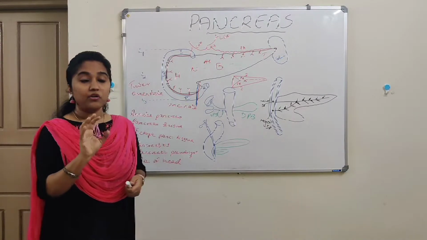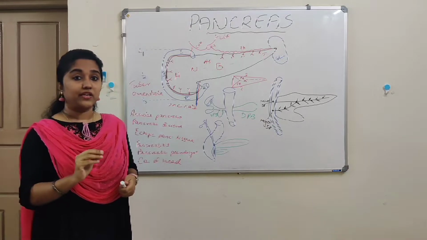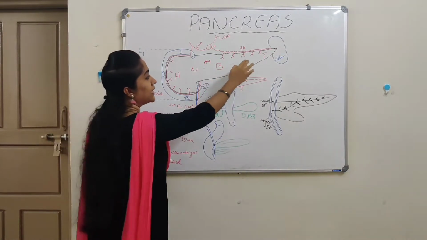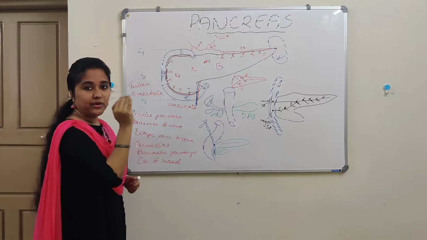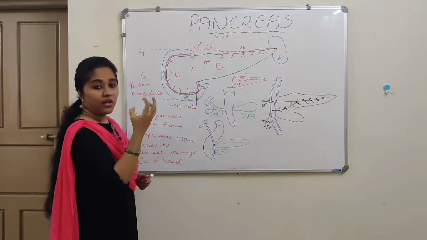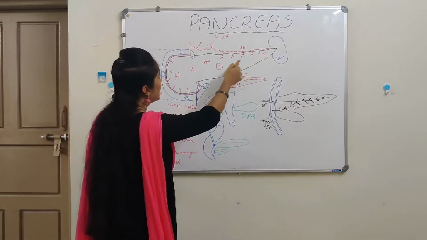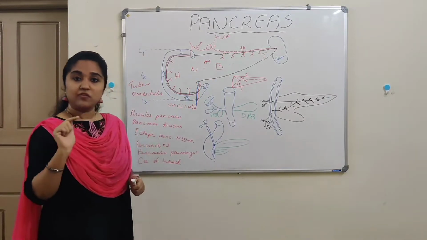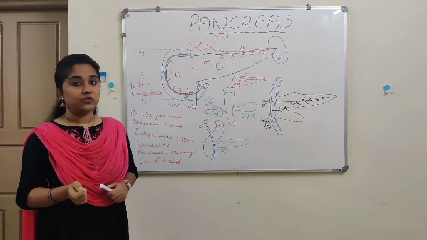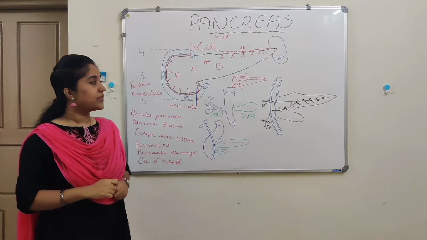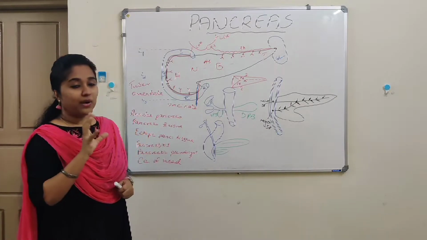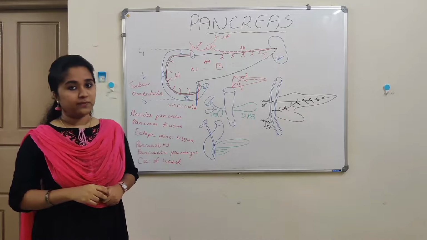And another important relation is the splenic vein. The splenic vein is embedded in the posterior surface, and this splenic vein comes out from the spleen and it reaches the neck of pancreas, where it unites with the superior mesenteric vein to form the portal vein. Okay, so that's all about the margins and surfaces of the body.